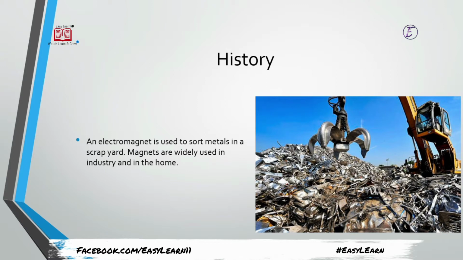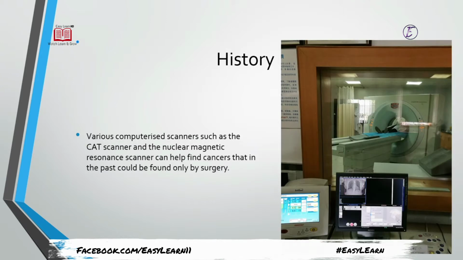An electromagnet is also used to sort out material in this scrap yard, and when we turn on the switch, it becomes a magnet. Electromagnetism means an artificial magnet made with the passage of an electric current. Magnets are used in industry and in the home.